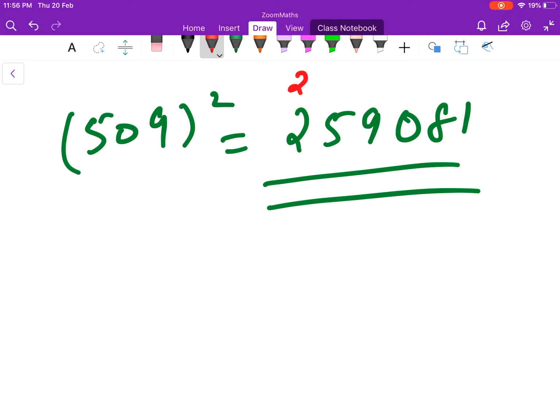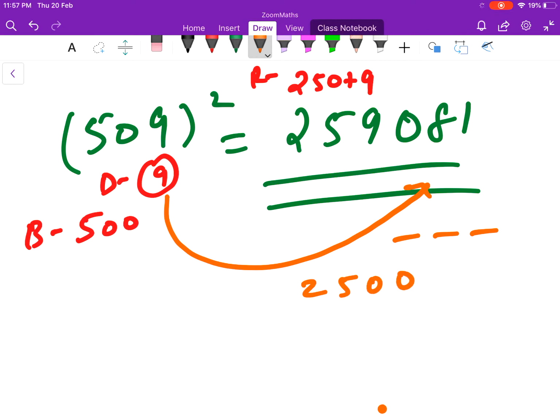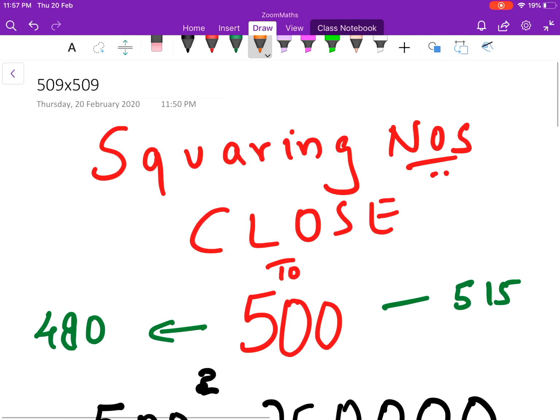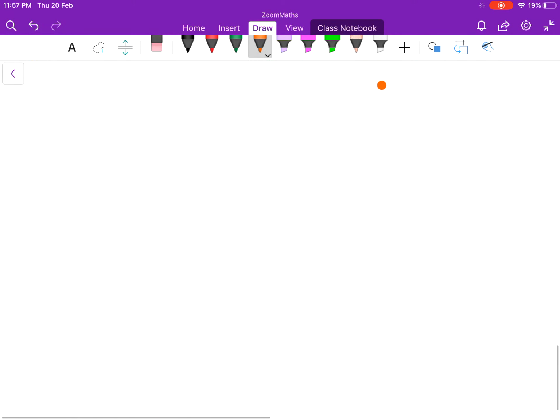So how do you get that? You get 250 plus 9, the deviation is 9 from 500. The base number is 500, the deviation is 9, and the reference number is 250. Then you square the deviation and put it over here. Since it is a 3-digit place, you put 3 digits over here, because we saw in the beginning that 500 square gives you 25 followed by 4 zeros. So the first digits are taken care of by the reference number, and the rest is for the square of the deviation.